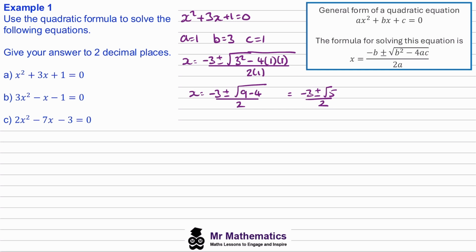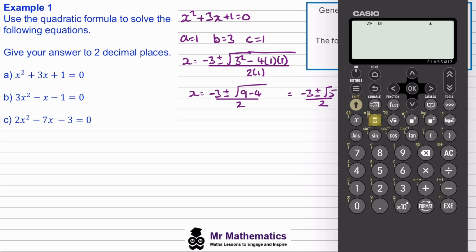So we need to enter this into our calculator. So we'll use the fraction button. We'll have negative 3 plus the square root of 5 divided by 2. And then we go to format and we choose decimal. So x will equal approximately negative 0.38. And our second solution, we go back to the addition and we replace it with a subtraction. Format, decimal. So now x is approximately negative 2.62.